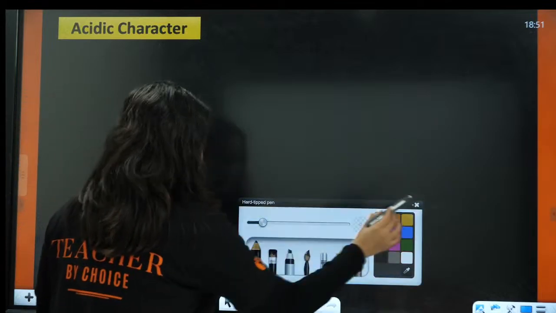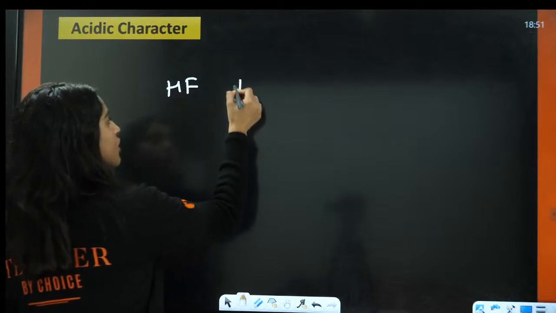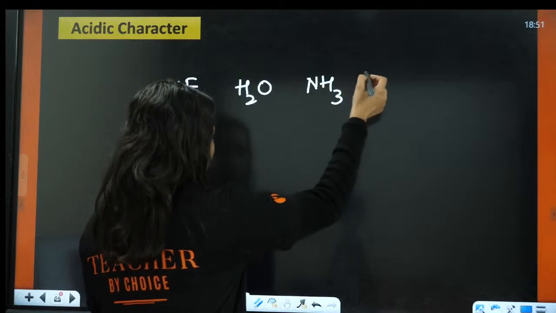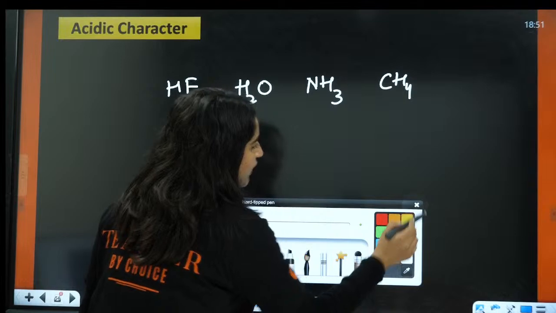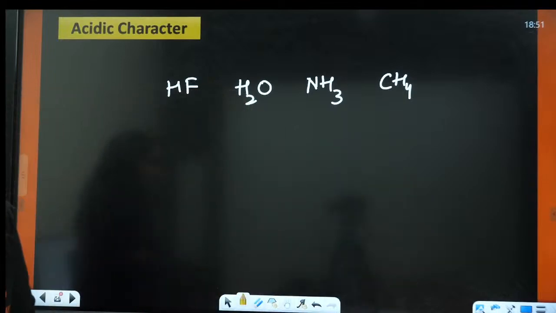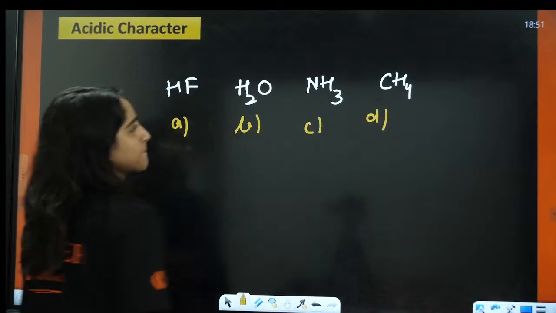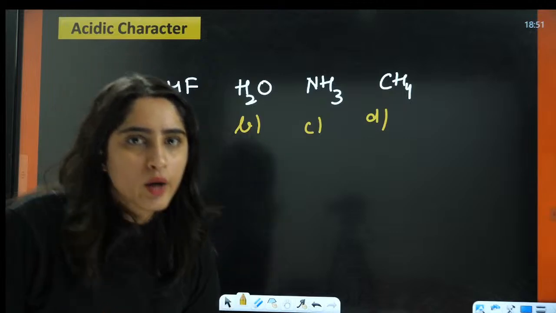So now let us see this. This is HF. Now this is also an inorganic question, a very frequently asked question from previous year questions. So this is A, this is B, this is C, this is D. How to define this? Okay.